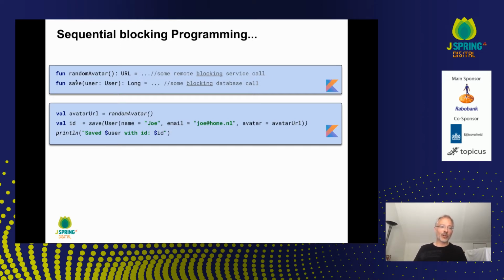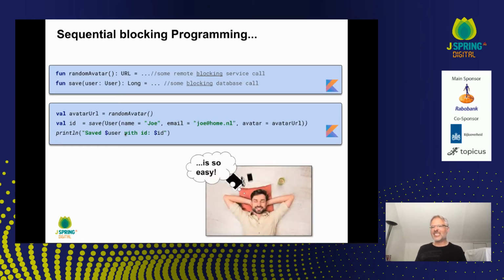So what we have here is a remote service call, which yields us a random avatar, which underneath does some blocking service call with, for instance, the REST template of Spring Boot you might be familiar with. Second, we have a save method where we save this particular user into a database, again using JDBC, which is a blocking driver, and returning the ID of the inserted user. Then we apply this logic: we fetch this random avatar, we save the user, we print out the details we're interested in. So this is easy, right?